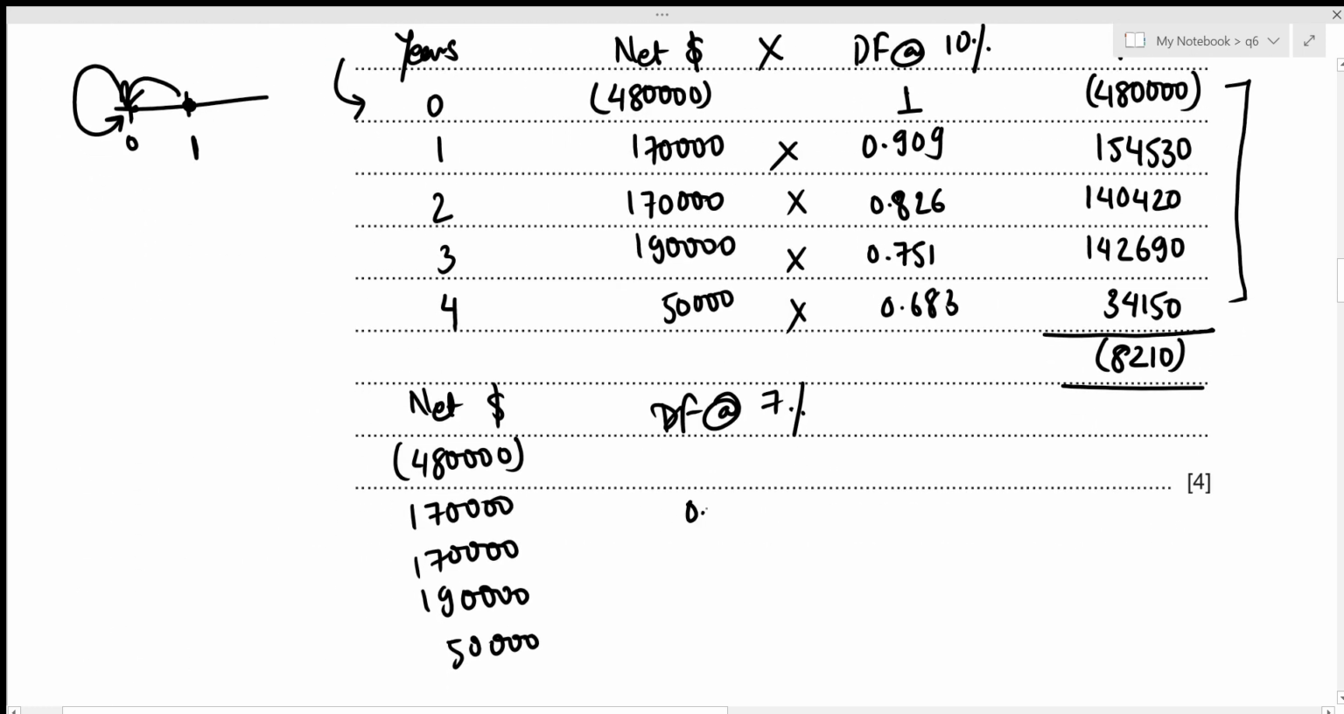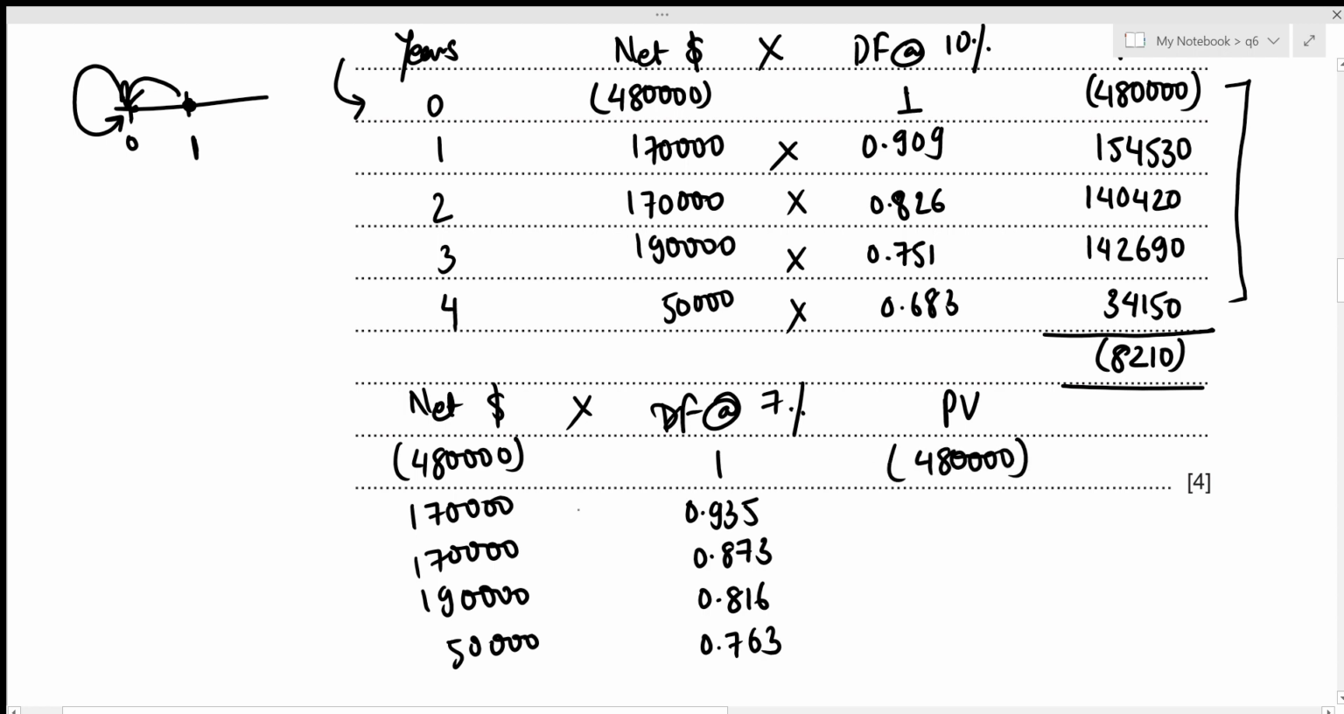That's 0.935, 0.873, 0.816, and 0.763. And for year 0, that's always going to be 1. Now we can figure out the present values by multiplying the net value with the discount factor. And for year 0, that's negative 480,000 times 1, which is also negative 480,000.